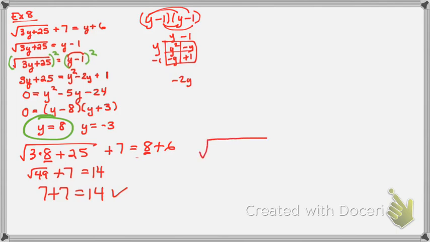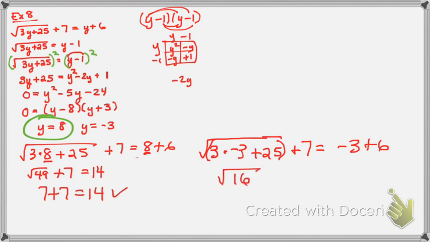That would be 3 times negative 3 plus 25 underneath the square root. Make sure if you're typing that in the calculator that you close your parentheses there. And then plus 7. Does that equal negative 3 plus 6? Okay, so let's see. That's going to be negative 9 plus 25. What's 25 minus 9? 16, I believe. 25 minus 10 is 15, so minus 9 would be 16. So 25 minus 9 is 16. Negative 3 plus 6 is 3.